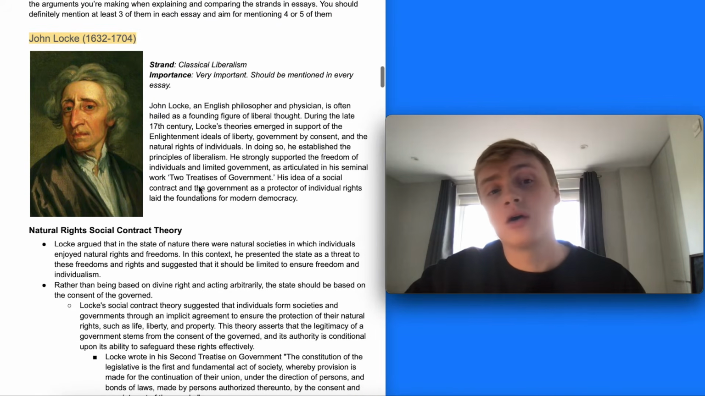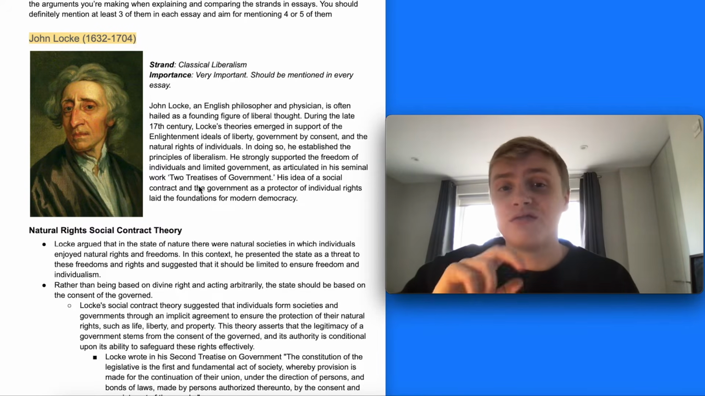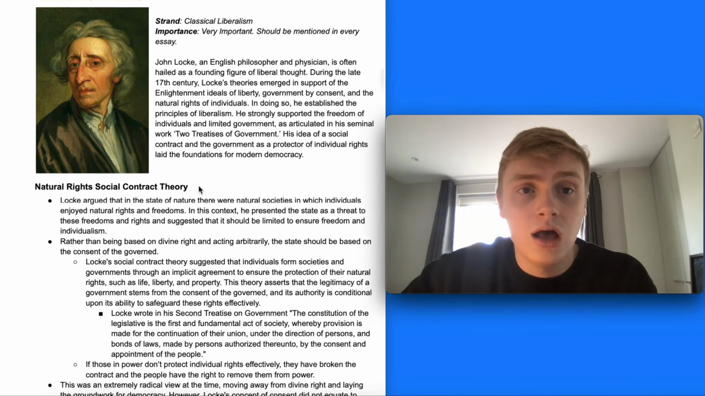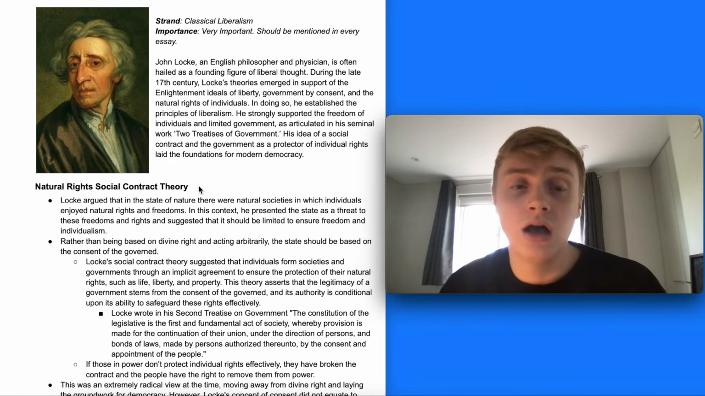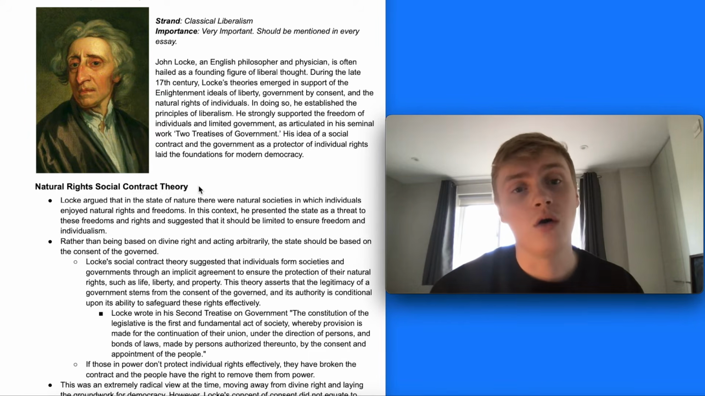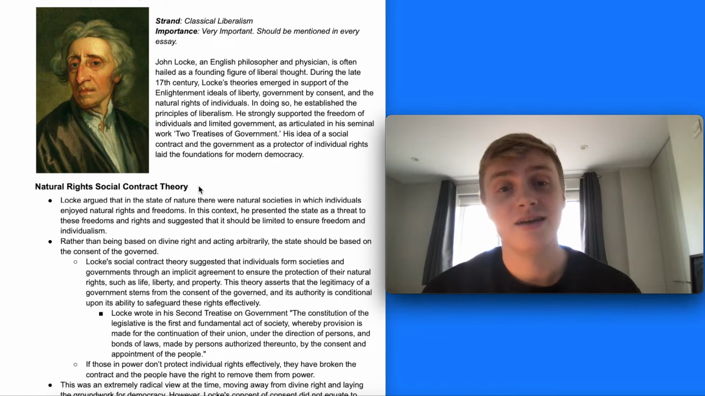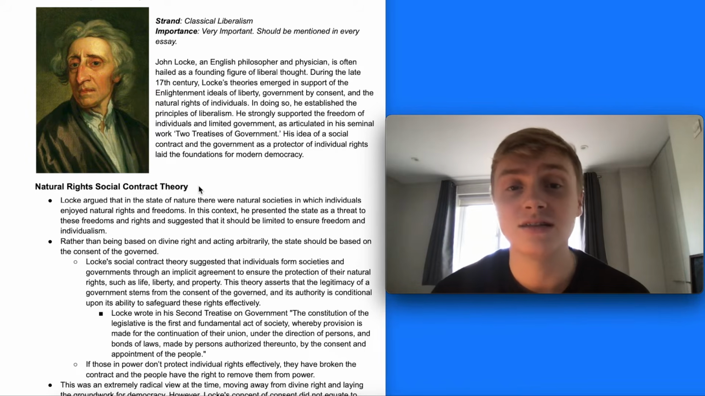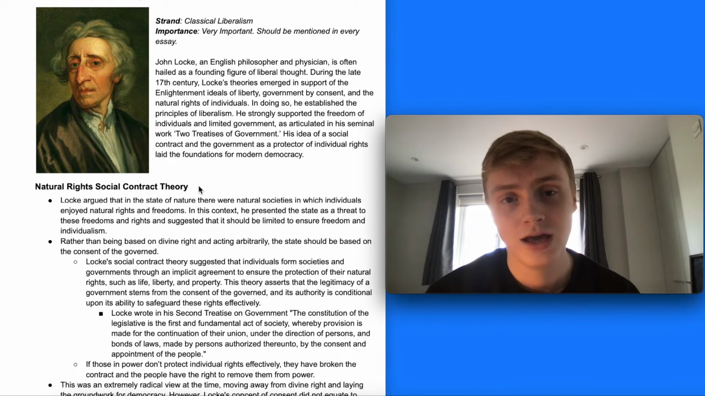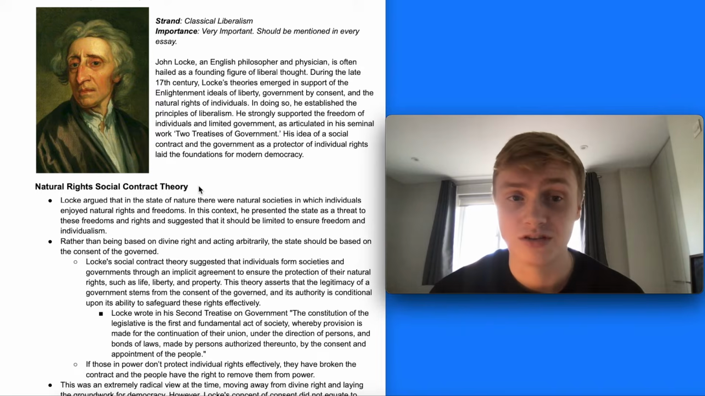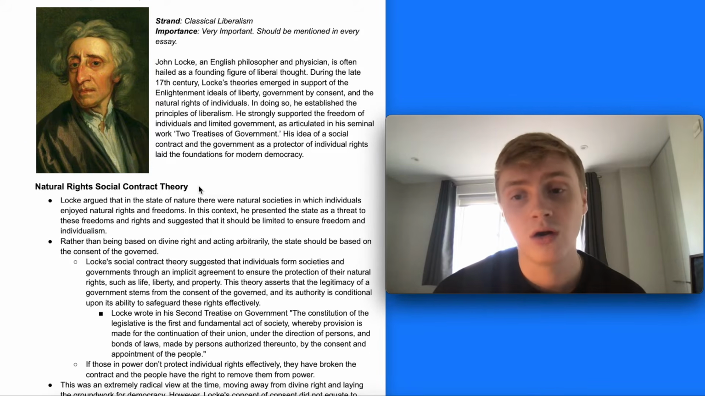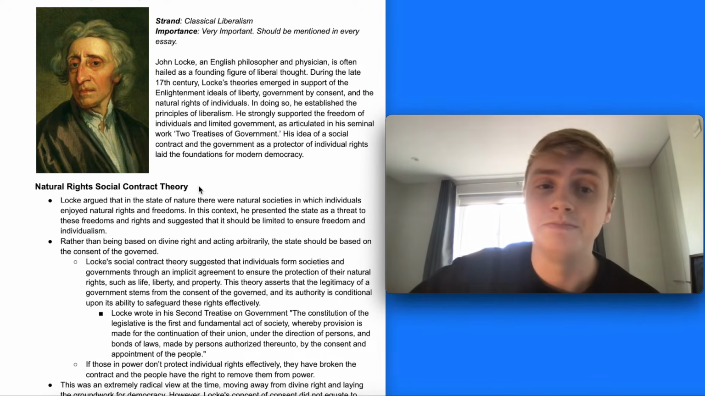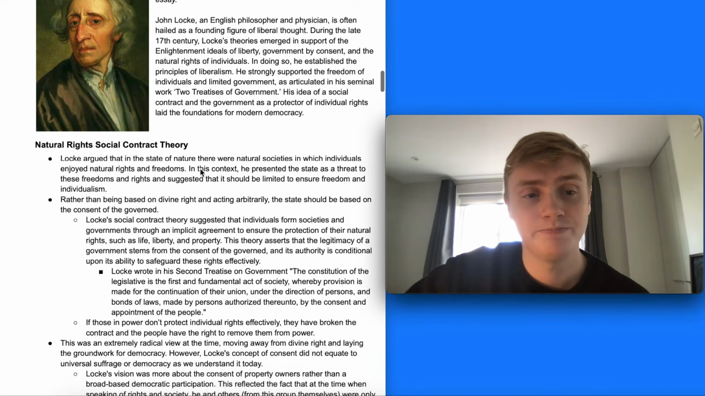So first one is John Locke. Strand, classical liberalism, importance is very important, should be mentioned in every essay. He's an English philosopher and physician, and is seen as the founder of liberal thought. During the late 17th century, his theories emerged in support of Enlightenment ideas of liberty, government by consent, and natural rights of individuals, and in doing so he established the principles of liberalism, strongly supporting the freedom of individuals and limited government. His key work was Two Treatises of Government, where some of the quotes we're going to use, or you could use, are from.